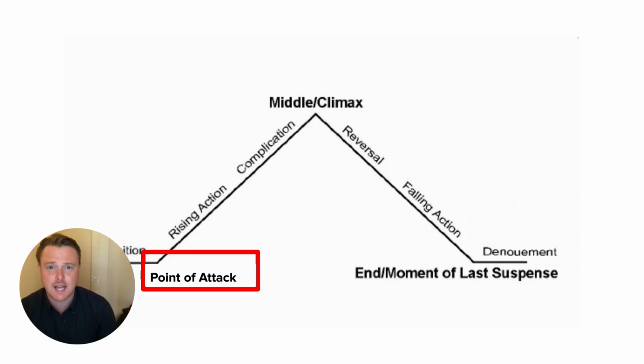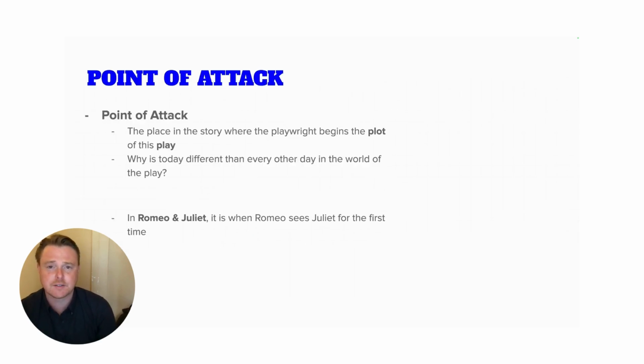Then we have your point of attack. Now, the point of attack is the place in the story where the playwright begins the plot, really, of the play. Why is today different than any other day? So in Romeo and Juliet, we have given circumstances. There's a war between the two families, the Capulets and the Montagues. Romeo is depressed because the girl that he loves is not in love with him.